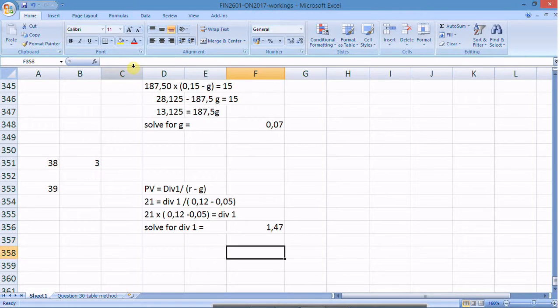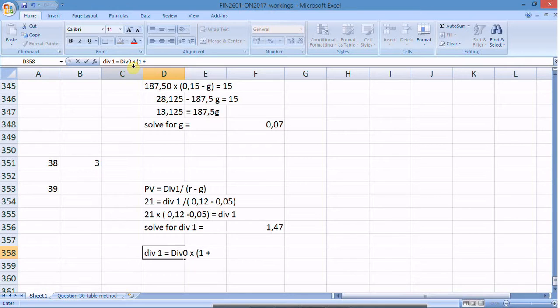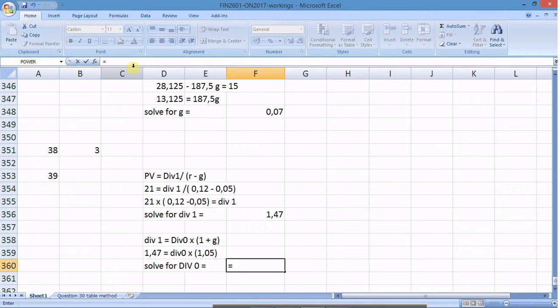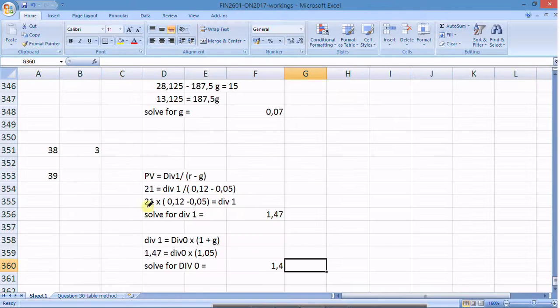That's the dividend. Okay, so Div 1 equals Div 0 times open brackets 1 plus growth. Okay, so Div 1 is 1.47 equals Div 0 times brackets 1.05 close brackets. Okay, so solve for Div 0. Div 0 is 1.47 divided by 1.05 gives you 1.4. Got that right? Yeah. Nice. Sure, that's good, eh? Okay.